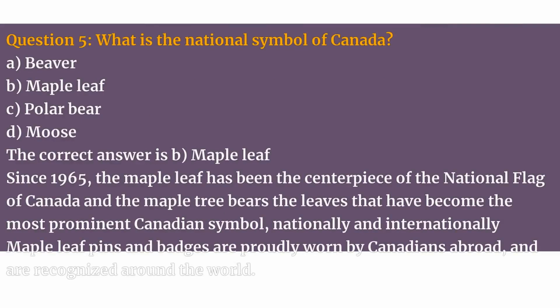Question 5. What is the national symbol of Canada? A. Beaver. B. Maple leaf. C. Polar bear. D. Moose. The correct answer is B. Maple leaf. Since 1965, the maple leaf has been the centerpiece of the national flag of Canada, and the maple tree bears the leaves that have become the most prominent Canadian symbol, nationally and internationally. Maple leaf pins and badges are proudly worn by Canadians abroad and are recognized around the world.